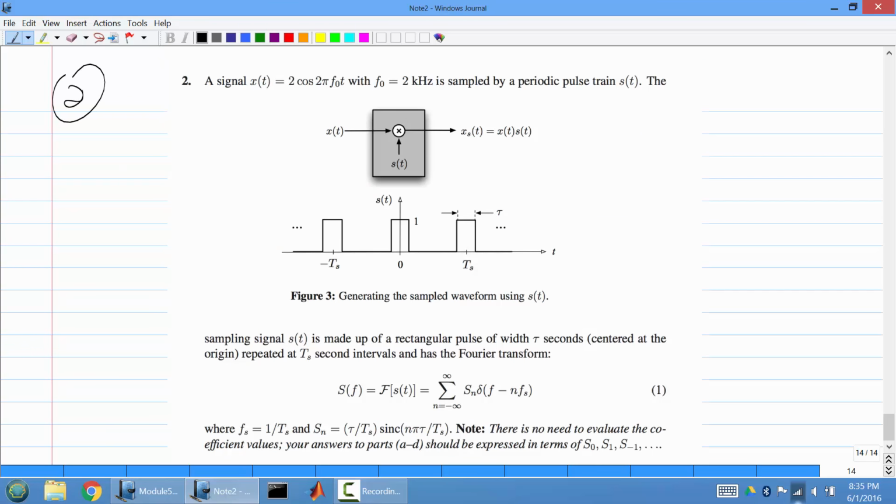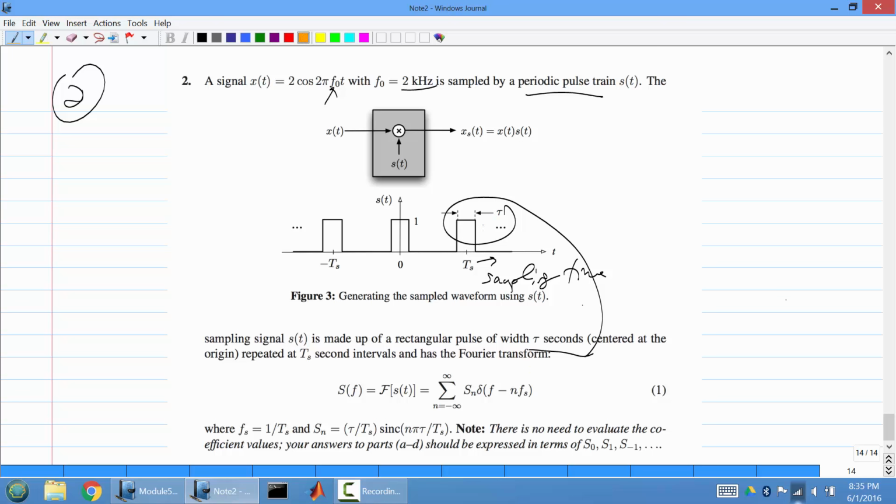So this is the second question. We have an input signal that is a cosine wave of frequency 2 kilohertz, and it's sampled by a periodic pulse train. Instead of using an impulse train, we're going to use a pulse train to sample the cosine wave. This is what's known as s of t, and it's a rectangular pulse of tau seconds. That means that the width is tau, it's centered at the origin, and we sample at Ts intervals, so this would be the sampling time, which makes sense.